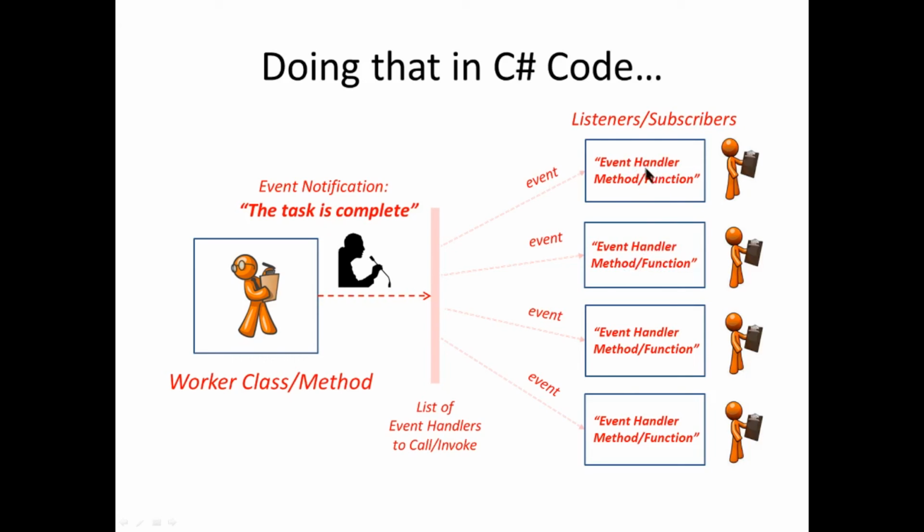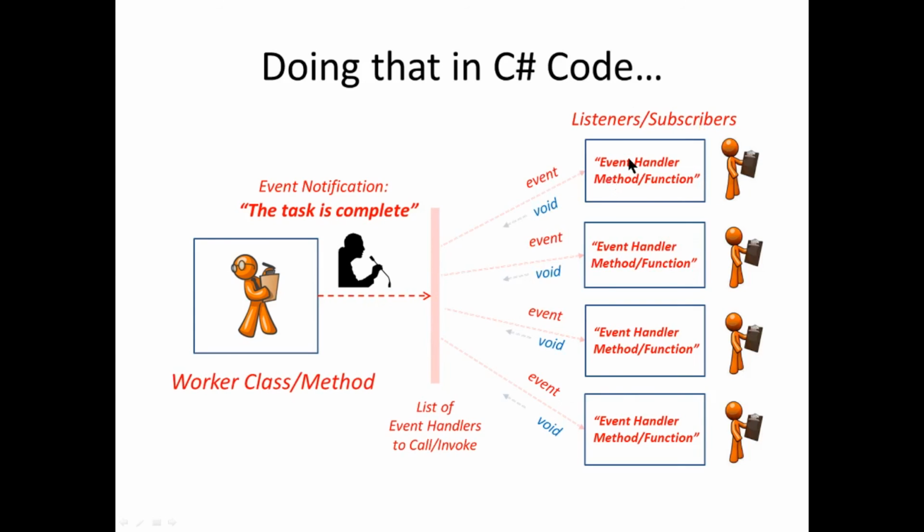And each subscriber has their own version of that event handler method or function, but all of them are identical in that they take an event as an input and then they do something, whatever they need to do inside that code. And the list of event handlers that are called when that event happens is basically a list that says, when that event happens, call this method, and then call this method with that event, okay? So you're starting to see how you would do that in C#.